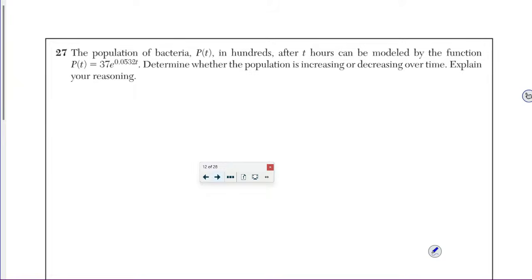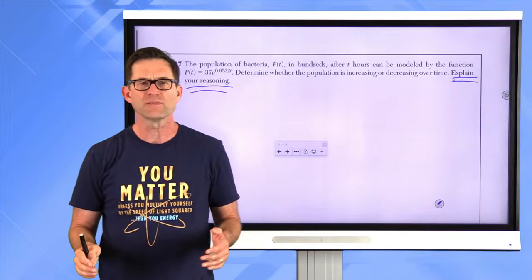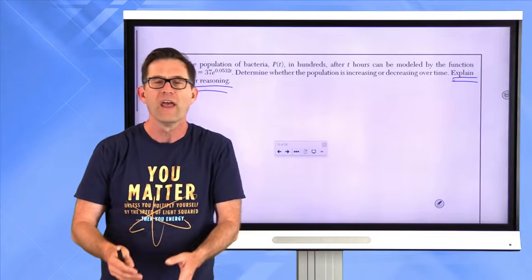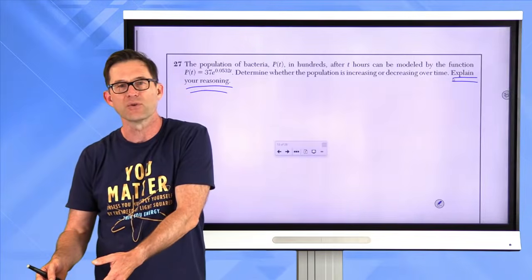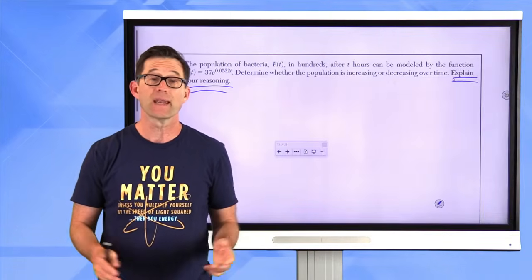The population of bacteria, P of t, in hundreds after t hours can be modeled by the function P of t equals 37 e to the 0.0532 t. Determine whether the population is increasing or decreasing over time. Explain your reasoning. Sometimes problems say justify your answer. Sometimes they say explain. If they say justify, that just means you've got to have some mathematical work down that somehow justifies why you got the answer you got. If they say explain, you got to use words.